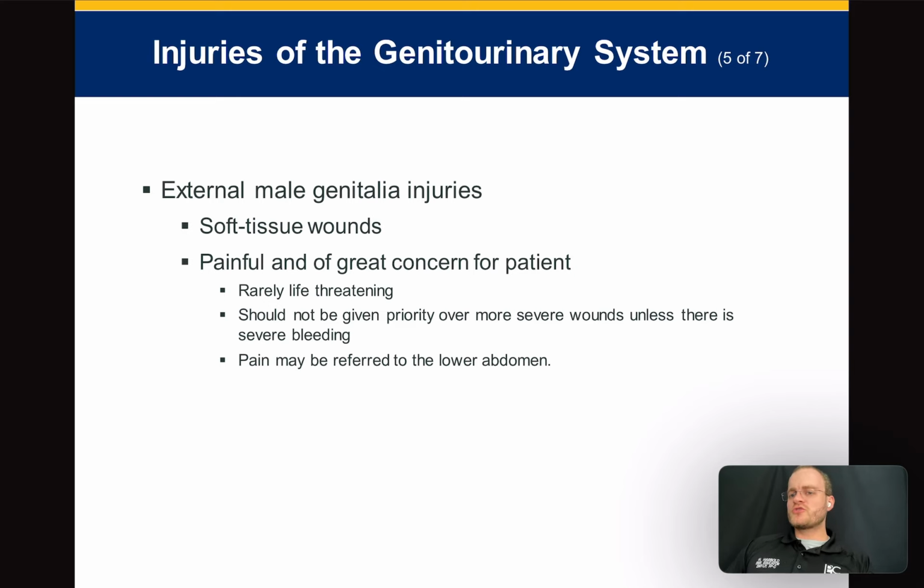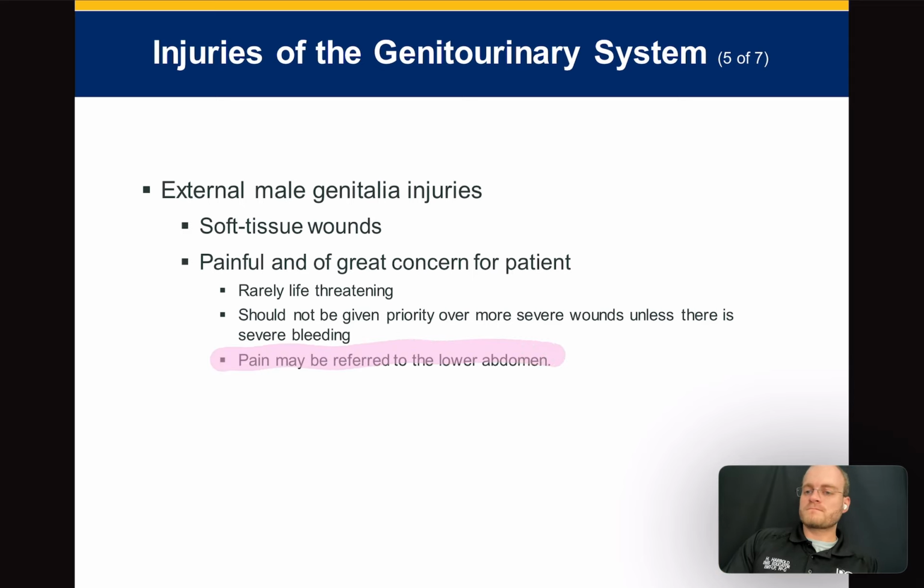So soft tissue wounds of the male genitalia, rarely life-threatening, more so painful. So I'm told should not be given priority over more severe wounds unless there is severe bleeding. And so, again, don't let these be distracting injuries. Right, the patient was involved in a large collision, and they're complaining of penis pain per se, and they're bleeding at the tip of their penis a little bit, but they also have bilateral open tib-fib fractures, right, or something like that. It's an issue, but it's probably not the biggest issue in the case of multi-system trauma.